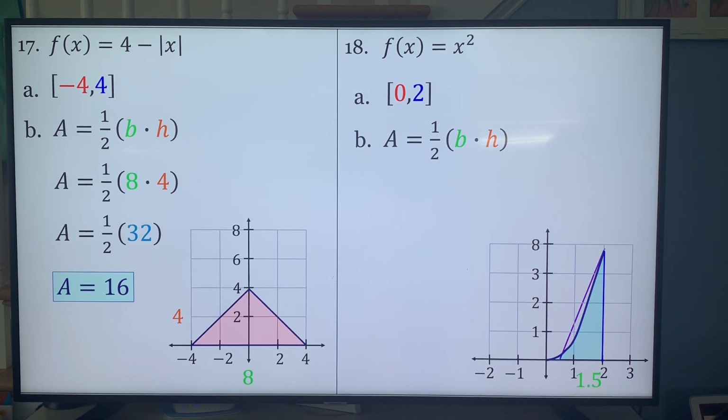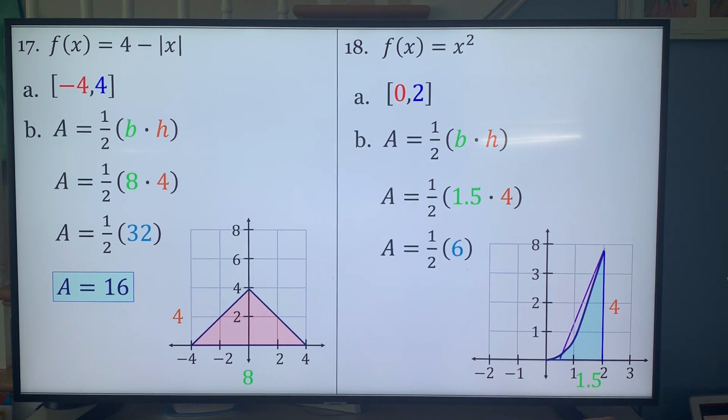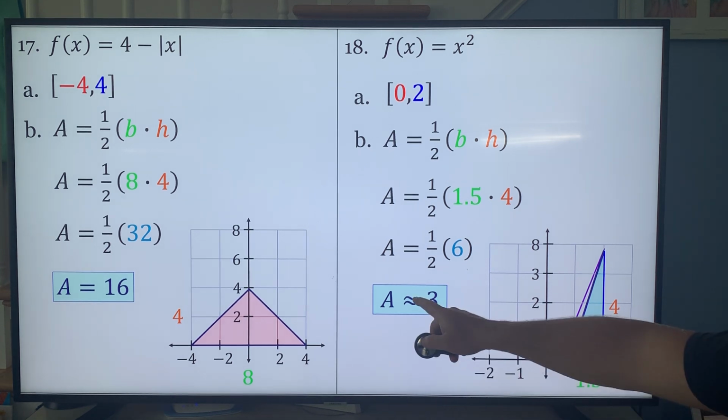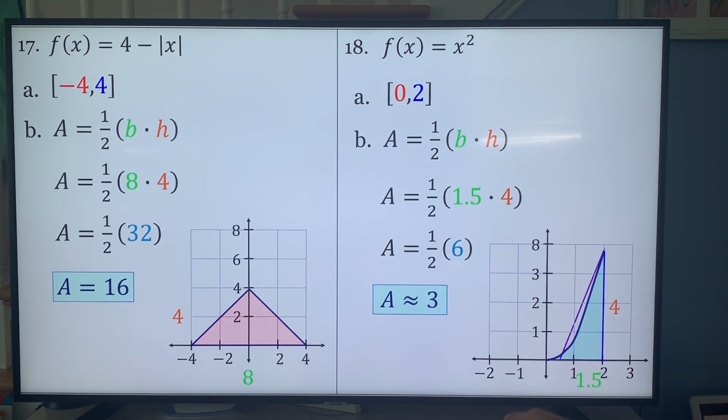And once again, we're just estimating here. So half of 1.5 times 4. Oops, sorry, this should say 4. That's the wrong number. Anyway, half of 6, which is 3. And that is an estimated 3. Once again, that should say 4, not 8.